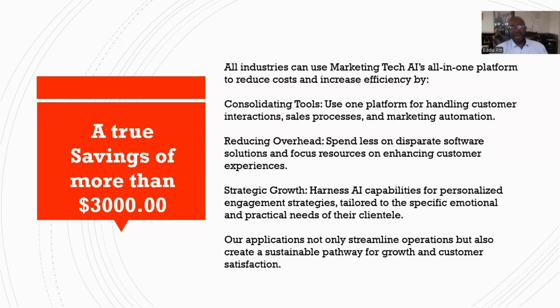All industries can use marketing, text, AI all in one platform. Consolidating those tools all in one place makes a significant difference, because you don't have to fumble around and buy different $18 here, $25 there, $35 there for different programs. All of it's in one hub.